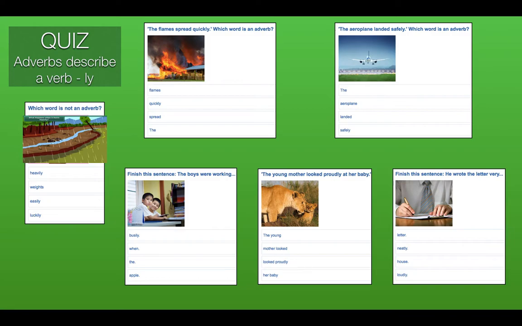The boys were working busily. That's number 1, busily, which is the adverb. Working is the verb because it's a doing word, and busily describes how they are working.